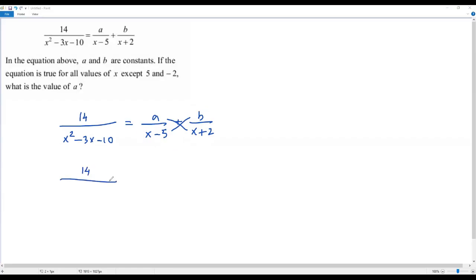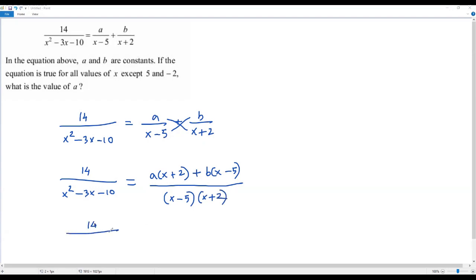Okay, let me do it. Now let me write the left side as it is. It is 14 over x² − 3x − 10 equals, let me multiply this numerator a by this denominator x + 2, then I'm getting a times (x + 2), and also let me multiply this numerator b by this denominator, then I'm getting b times (x − 5), divided by the product of the two denominators, that is (x − 5) times (x + 2). Let me continue. 14 divided by x² − 3x − 10 equals, let me distribute this a to x and 2, then I'm getting ax + 2a, and let me distribute this b to x and −5, then I'm getting bx − 5b.